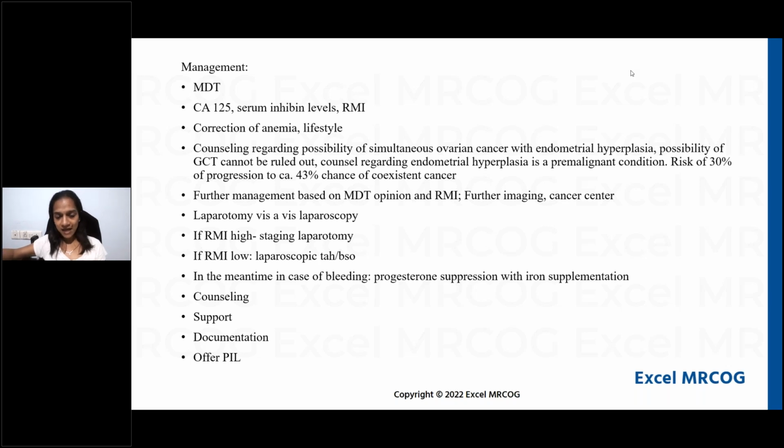So if your RMI comes high, you would need a staging laparotomy with a complete staging procedure. If the RMI is low, you can have a laparoscopic hysterectomy along with bilateral salpingo-oophorectomy. In the meantime, you can give her progesterone suppression with iron supplementation. This is important to say because you need to correct the anemia that she could possibly have. Progesterone is going to further put a stop to the endometrial growth that is happening. So in the meantime, you can do that.